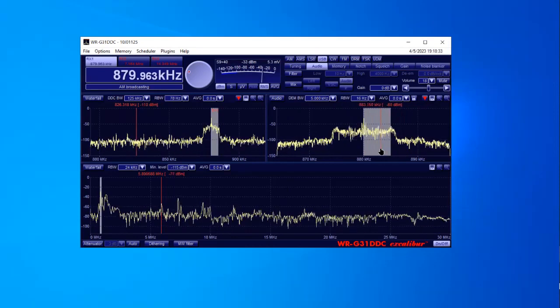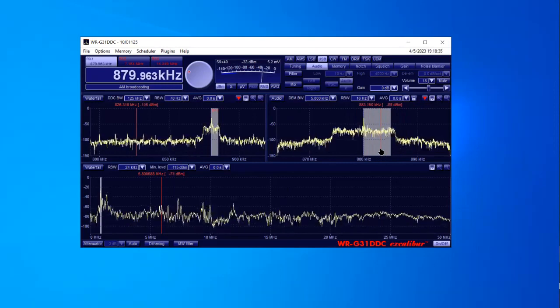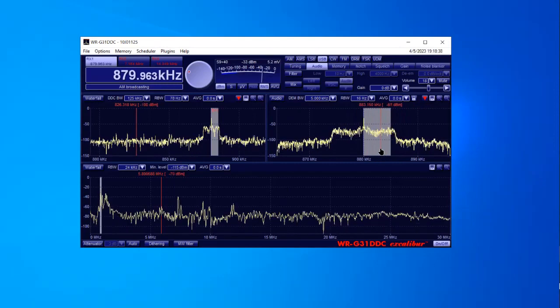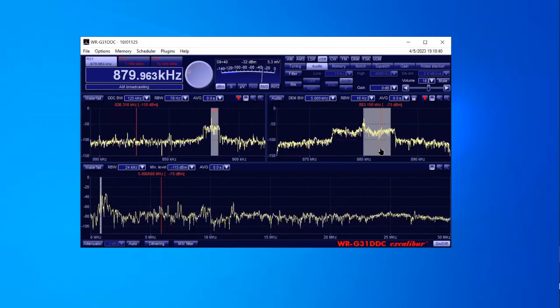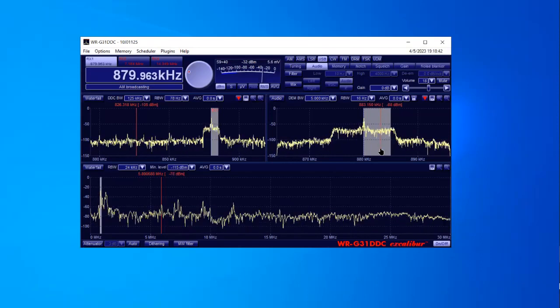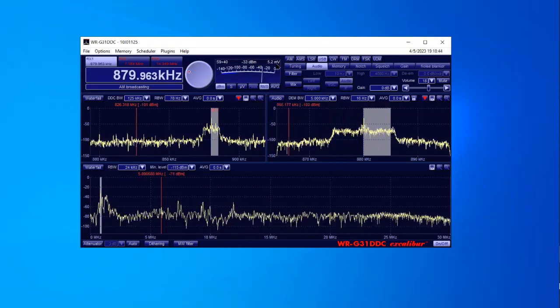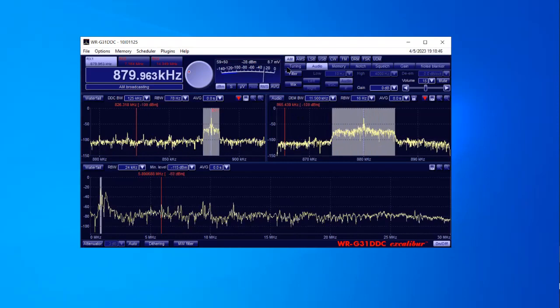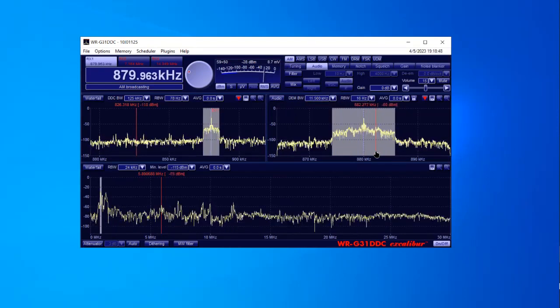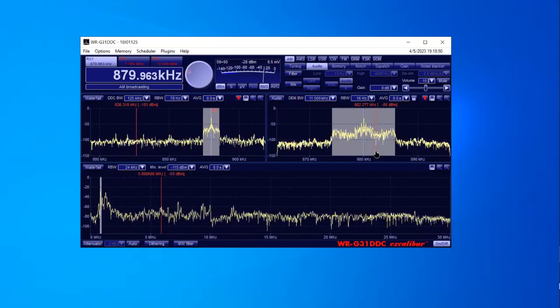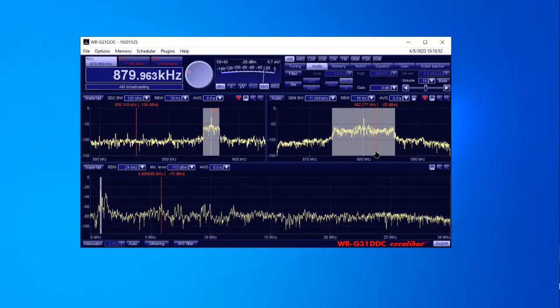our filter that's showing us how much of that signal we're actually receiving. And you'll see that the difference between AM and sideband is it's right at half of the amount that you're receiving.